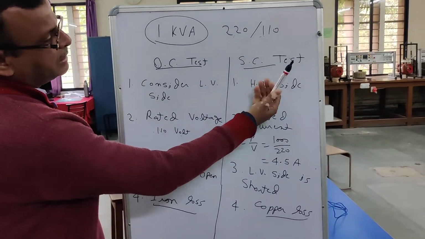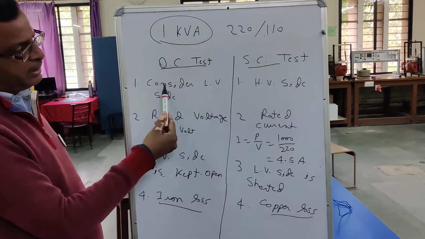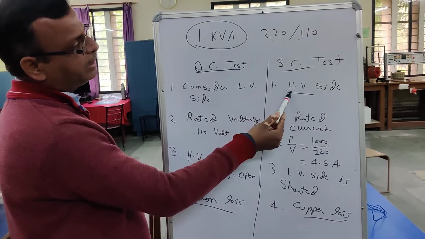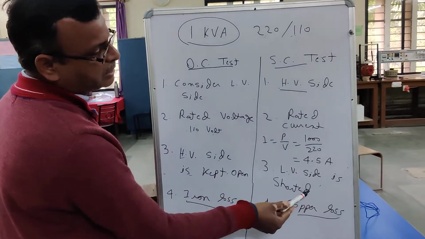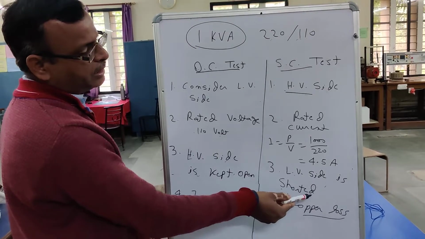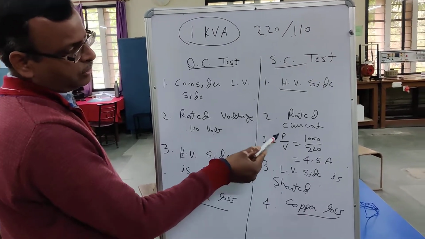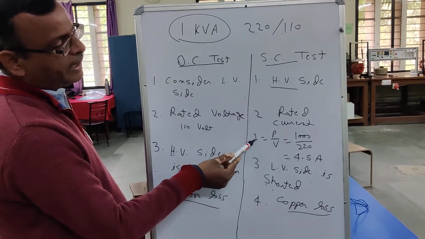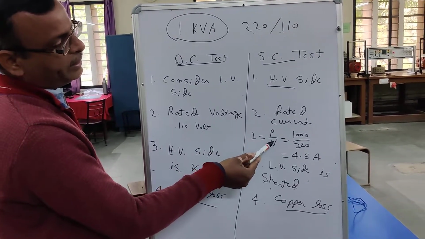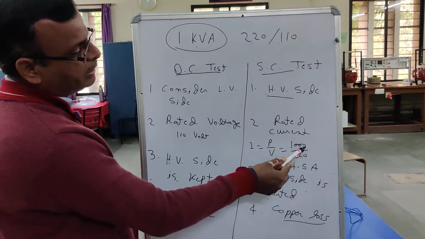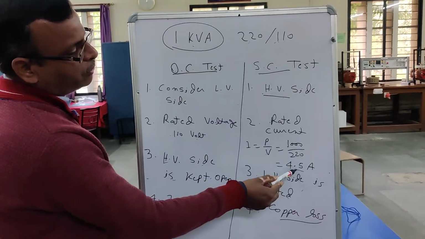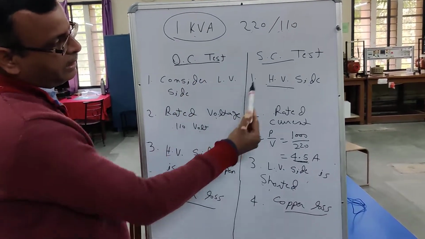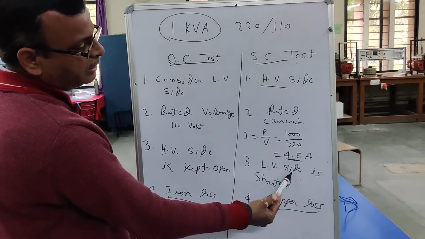The short circuit test is just the opposite process of the OC test, meaning you will consider the high voltage side: all the equipment will be connected to the high voltage side and the low voltage side is shorted. In the short circuit test, the current flowing is very high, so this test is performed at the rated current. The rated current you calculate by the expression I = P/V. The power rating 1 kVA means 1000 divided by 220, so 4.5 amperes is the rated current. So the OC test is performed at rated voltage and the short circuit test is performed at rated current.